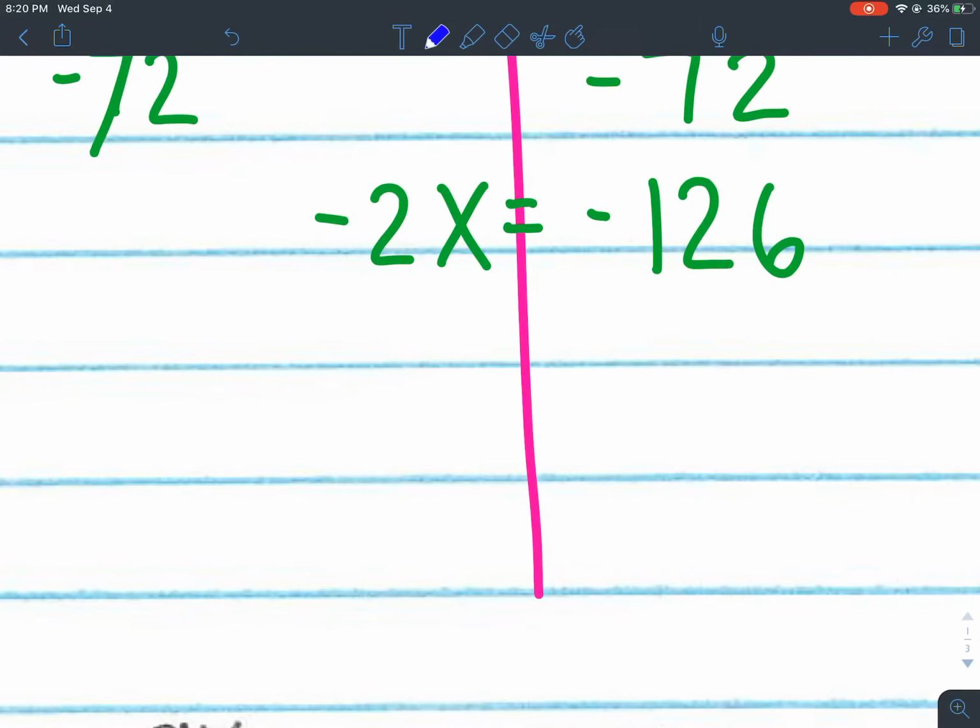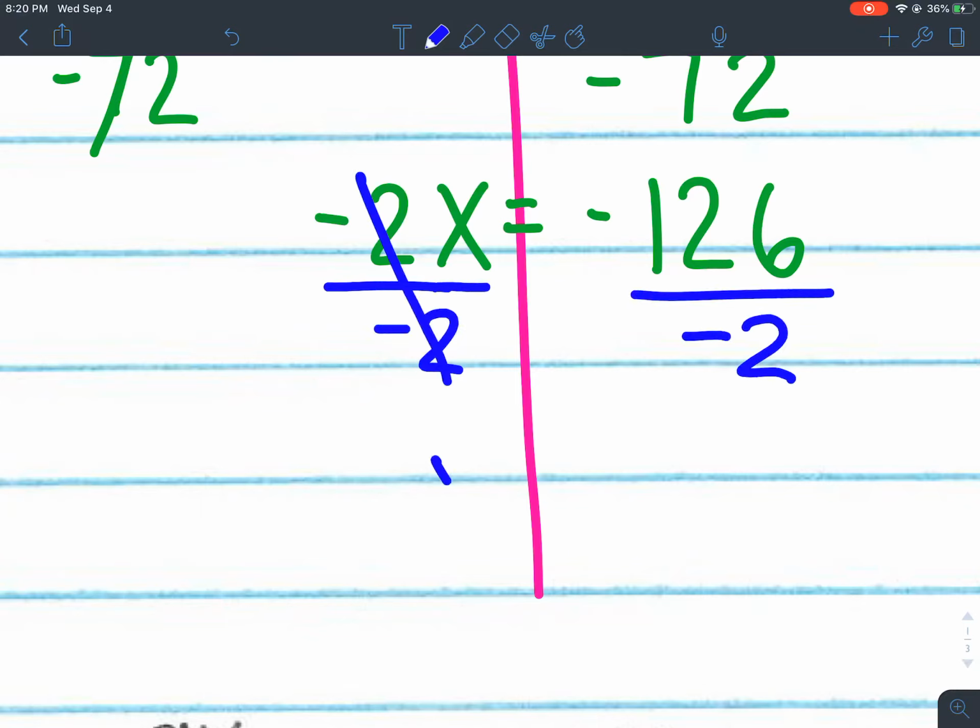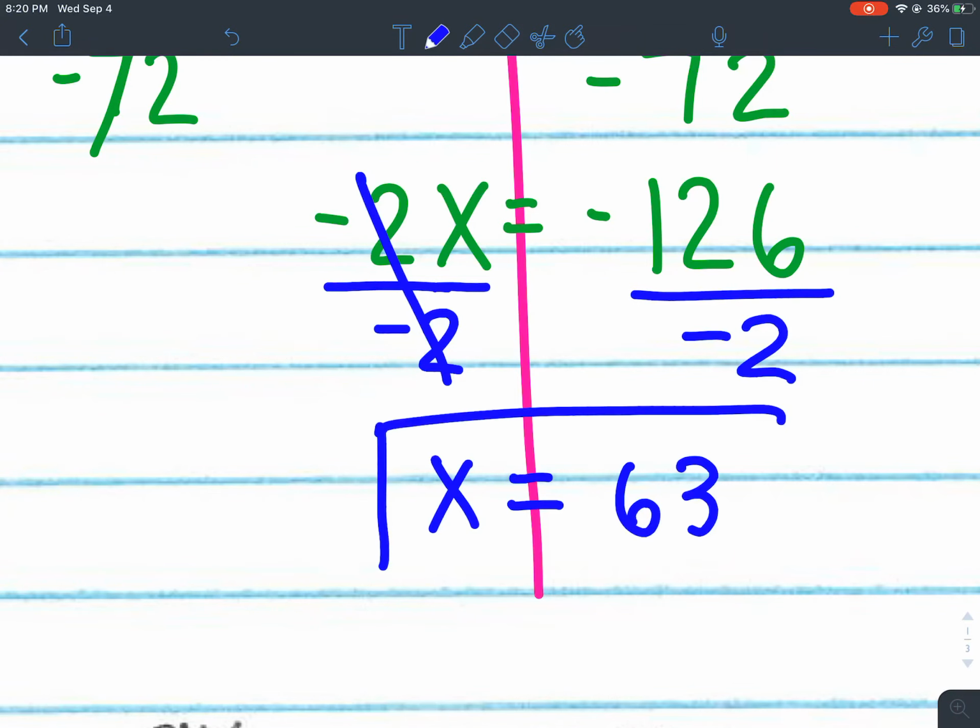Okay, now that negative 2 and that x are connected by the operation of multiplication, I'm going to divide by negative 2. So the negative 2's cancel, and I have x equals negative 126 divided by negative 2, which is positive 63.